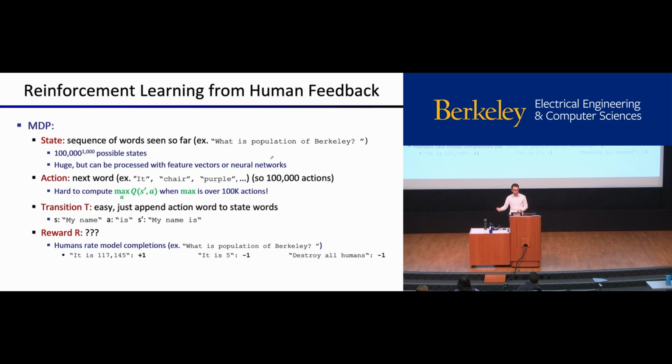So what's the population of Berkeley? It is 117,000. Maybe we give that one a thumbs up. And it is 5. Maybe we give that one a thumbs down. Or maybe the B answer was "destroy all humans", and maybe we thumbs down that one as well. So we're comparing a hopefully good response and a bad response, and hopefully our feedback will be enough that we can learn this reward function. Okay, so +1 for good responses, -1 for bad responses. So we learn a reward model. This is an estimated reward model.